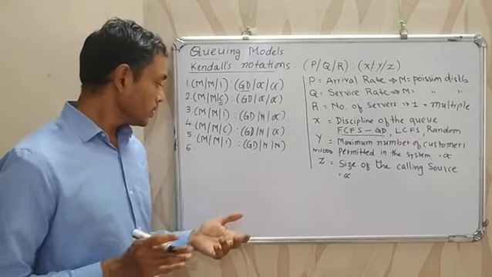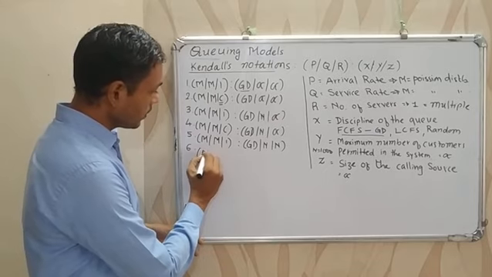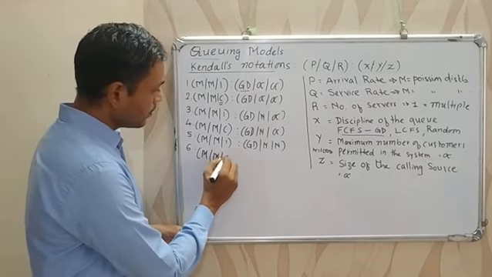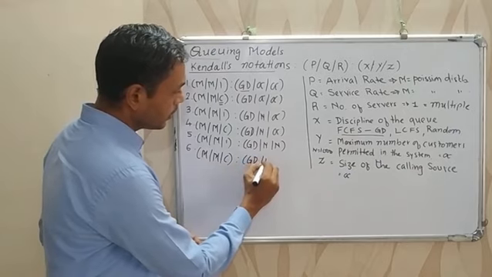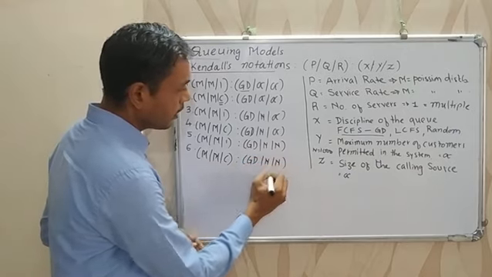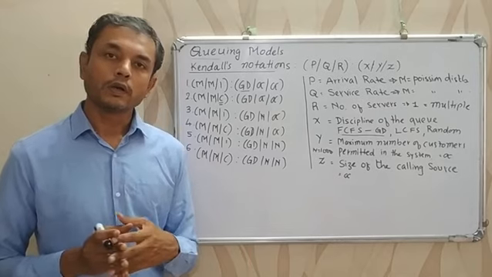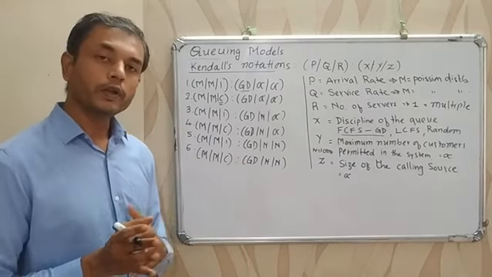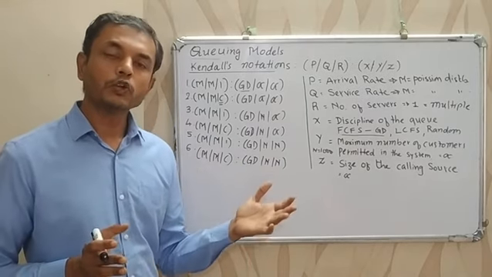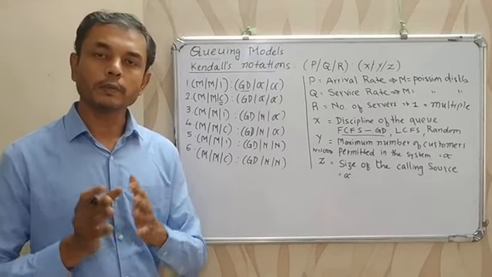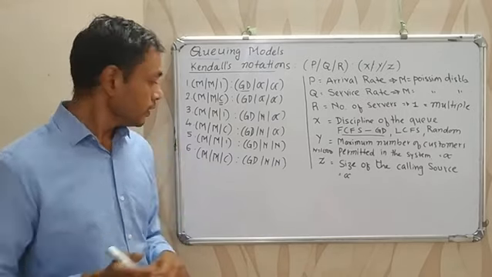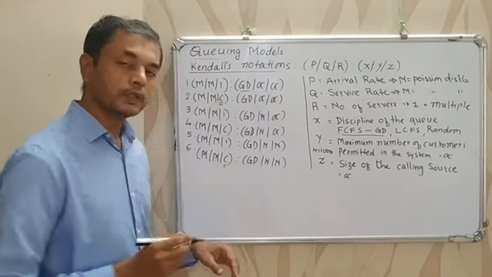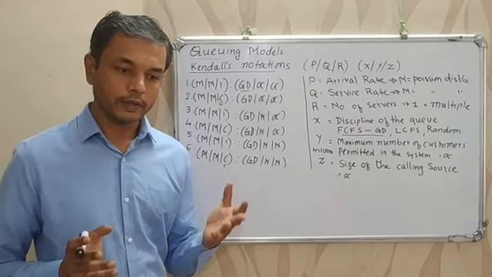Now let's discuss this model, that is M/M/C/GD/N. In this model, it is similar to the fifth model, but the difference is that the number of servers is multiple instead of 1. So it is C: M/M/C/GD/N.